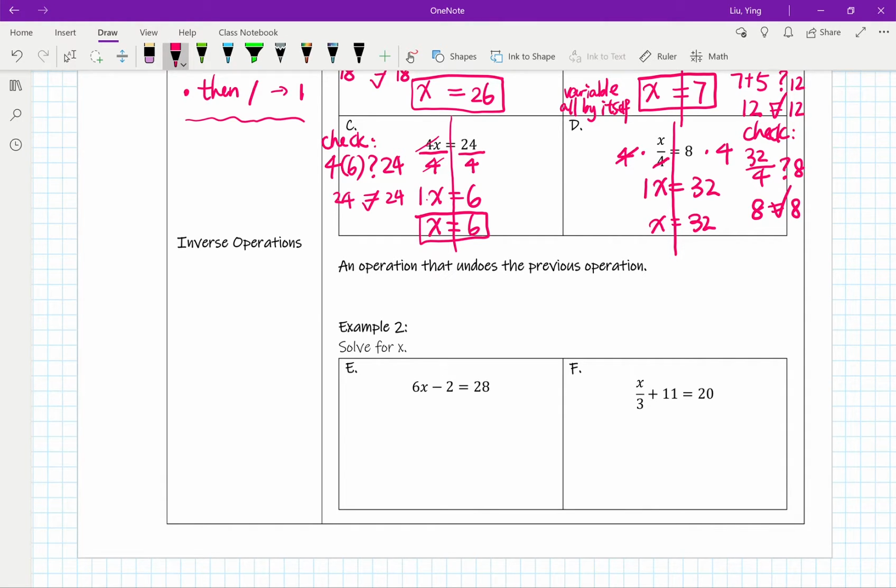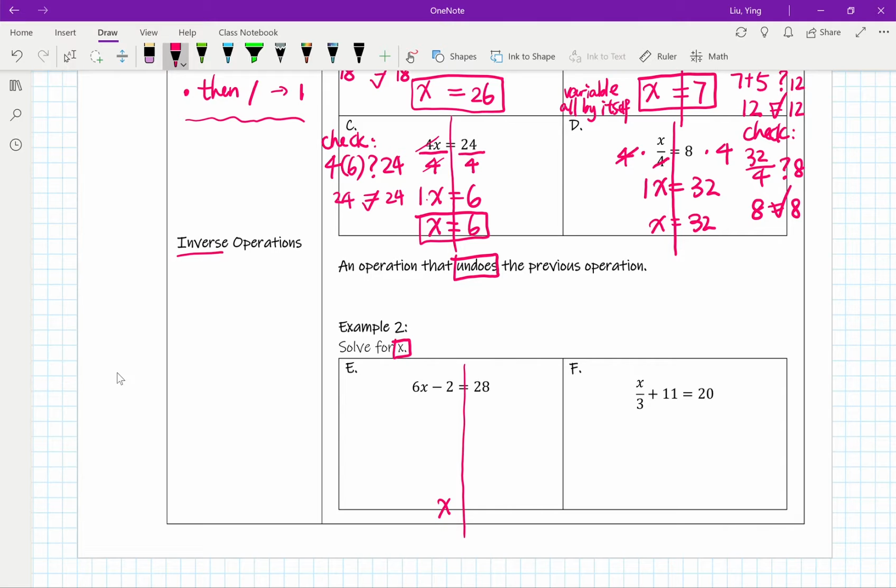To solve for x, the process is very similar. The goal is to get x all by itself on one side, and in the process, we want to balance the left-hand side and the right-hand side. And the strategy is always to undo something. Okay, so we call those inverse operations.